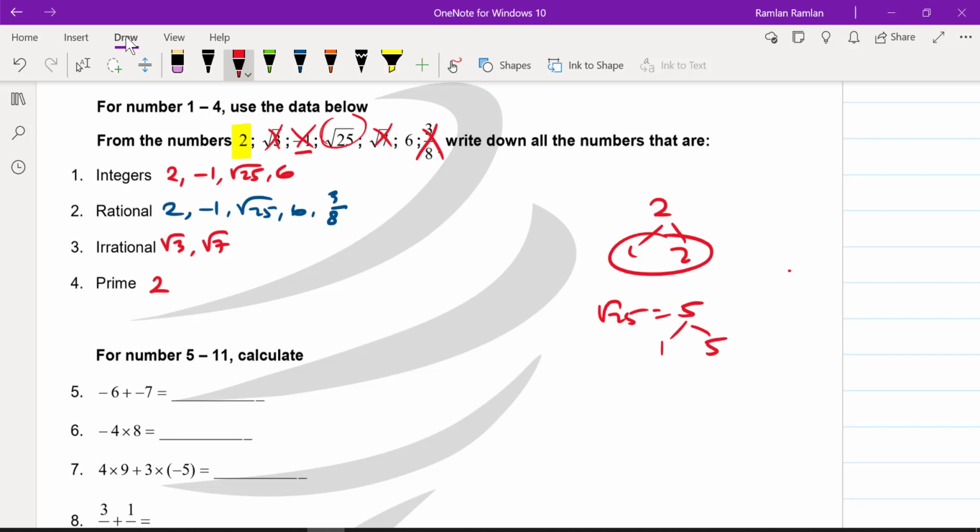It's only divisible by 1 and 5, which means that it has exactly 2 factors. So 5 is also a prime number. And the last one is 6.